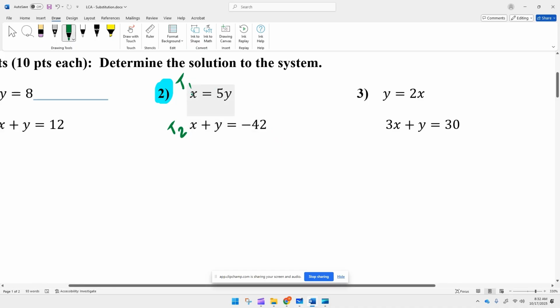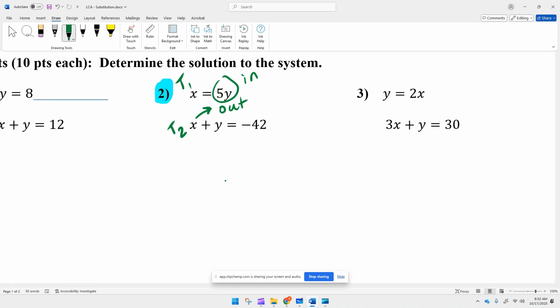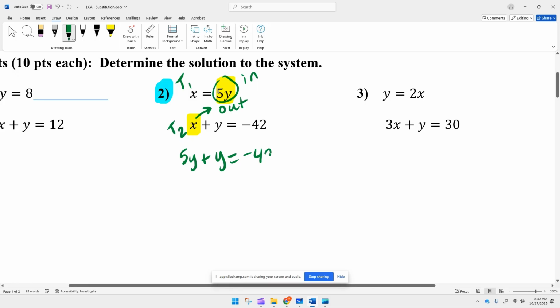Using substitution, since we know team 1 is solved for x, in team 2, I'm going to take x out and we're going to put 5y in because that's what x is equal to in team 1. So I'm going to rewrite my second equation. I'm going to replace x with 5y. So this is going to become 5y plus y equals negative 42.